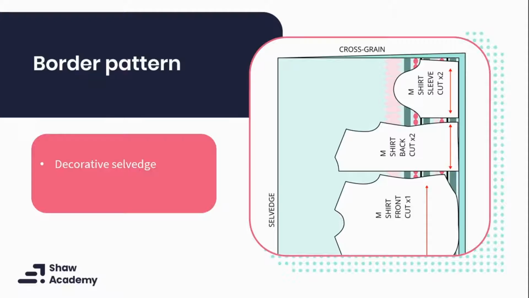Because the border is on the straight grain, you would want the border to be on the hem of the garment, so you need to place the pattern on the cross grain as you can see in the image.